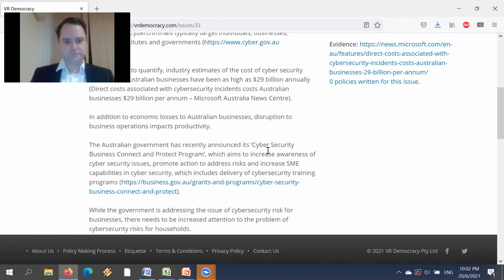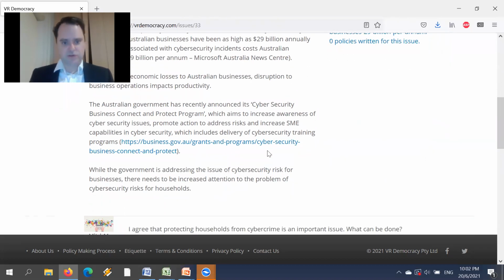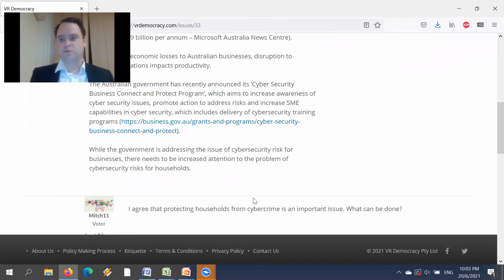So the issue kind of goes on and gives more evidence, but really the question is the cybersecurity risk for businesses and households. So yes, there's a big focus on business, but even personal people can get scammed very easily because hackers and phishers are becoming more and more sophisticated with their methods, and we need to be able to combat this. So this is the issue that's being posted, and what do we do? We put it in our community.